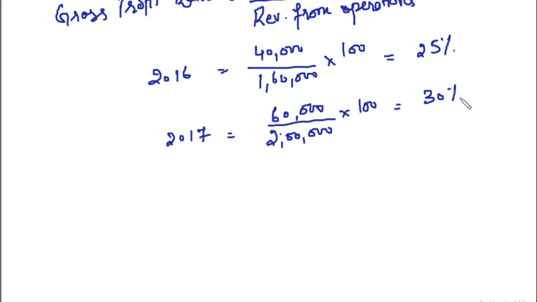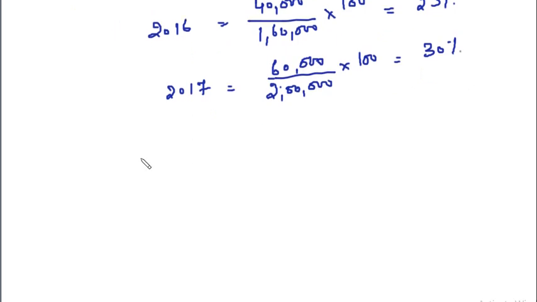This means your gross profit has increased from 2016 to 2017. It increased by 5%. This is a very good sign for the business. This means that the various resources of the business are being efficiently used and they are helping in generating profit, helping in increasing the profit. Clear? Now, let's do another problem.